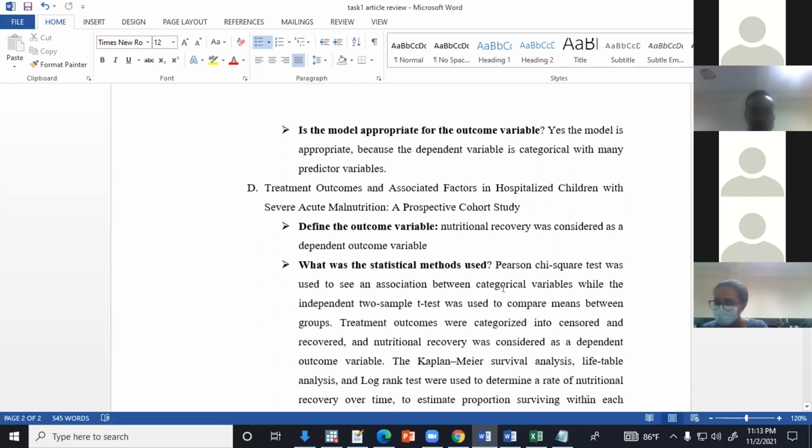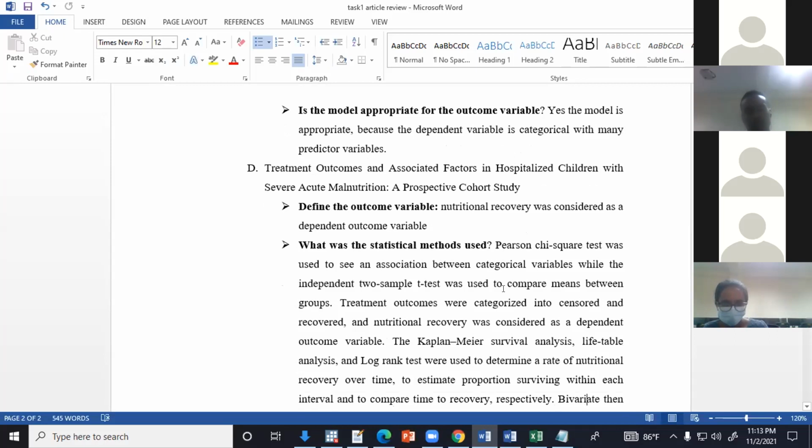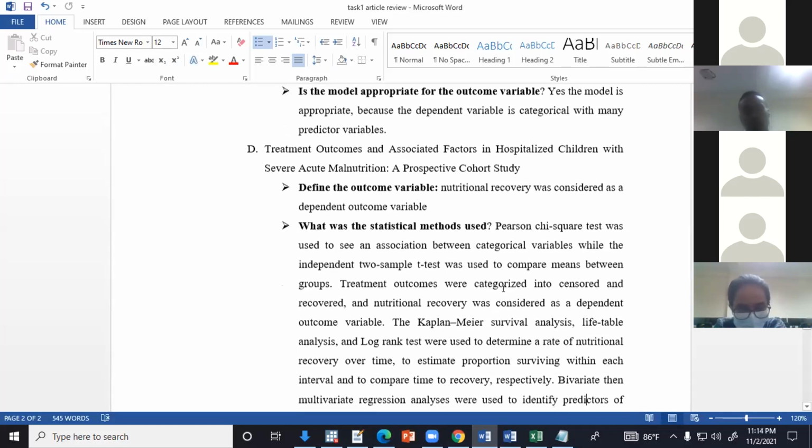The fourth one is treatment outcome and associated factors in hospitalized children with severe acute malnutrition, a prospective cohort study. The outcome variable was nutritional recovery, the dependent outcome variable. Pearson chi-square test was used to see an association between categorical variables, while the independent two-sample t-test was used to compare means. Treatment outcome was categorized into censored and recovery.